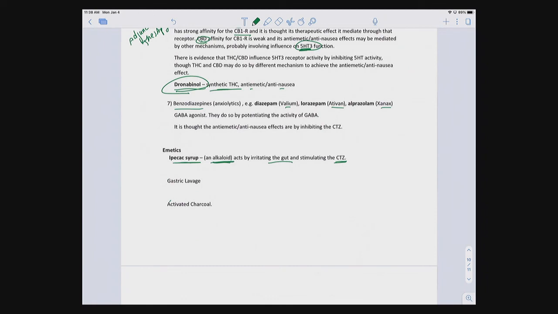Another approach would be to give a gastric lavage, or the street term for that is stomach pump. And you've all seen the movies: took a bunch of drugs, went to the emergency room, they pumped my stomach. And the third is activated charcoal.